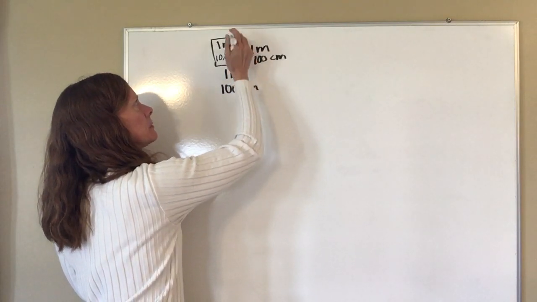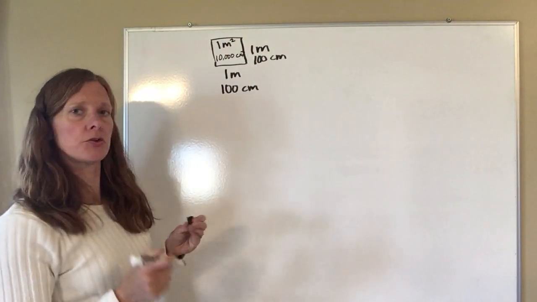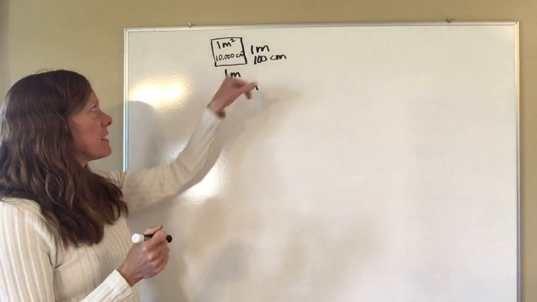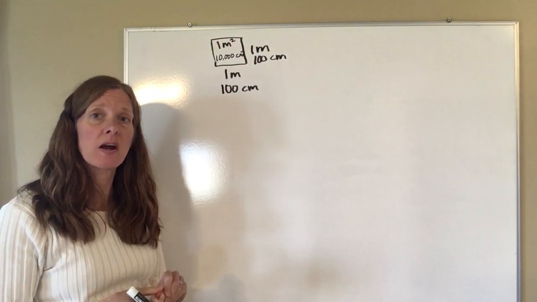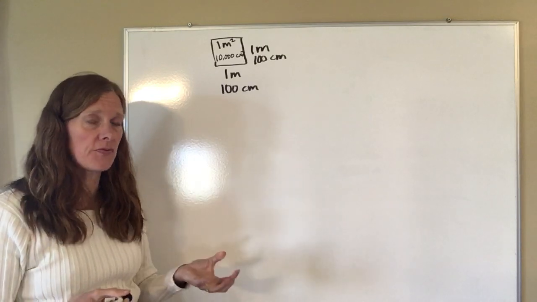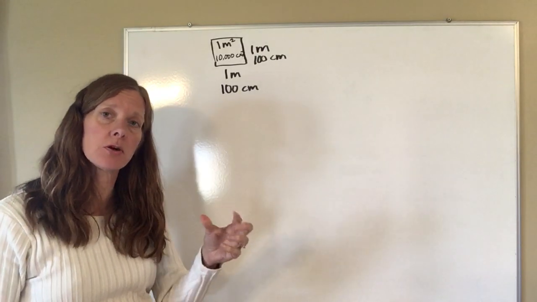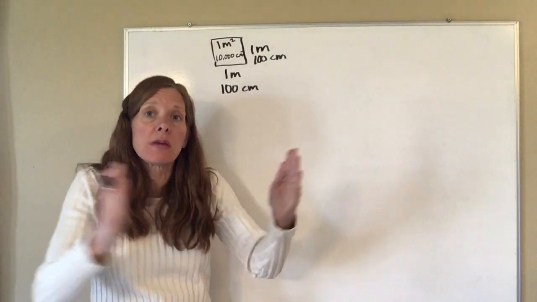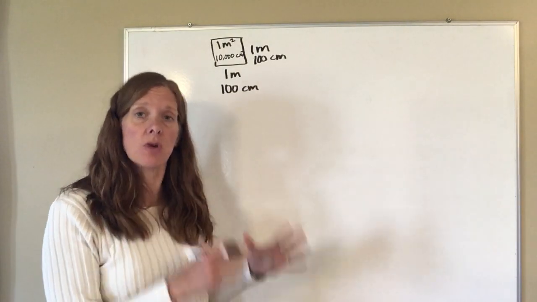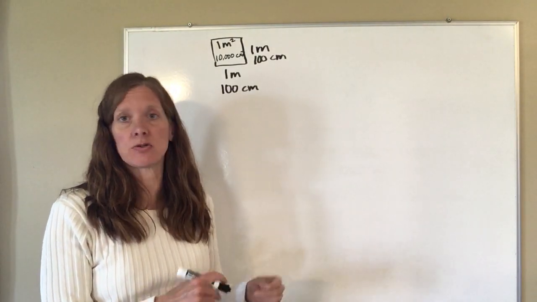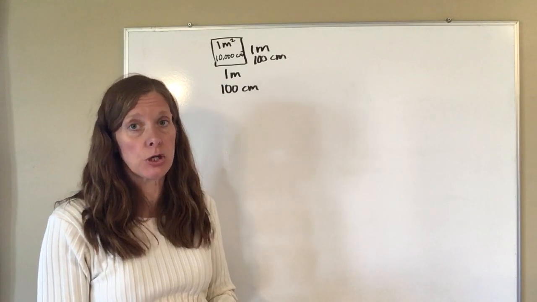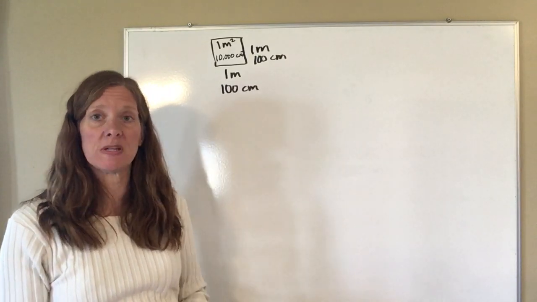I said cubic, I meant square. So 1 square meter is the same as 10,000 square centimeters. Now the conversion factor that you know is that 1 meter is 100 centimeters, but that's only for length. It doesn't translate to square centimeters, and it certainly does not translate to cubic units either.